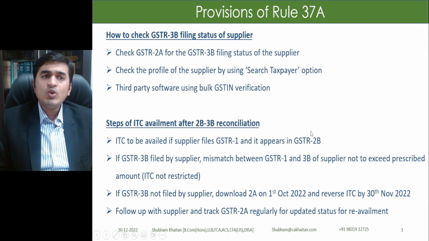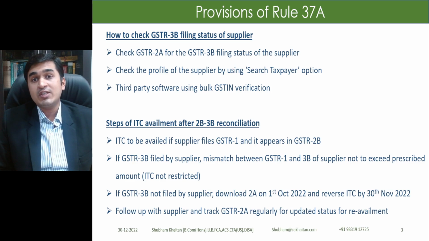Now how does one check the GSTR 3B filing status of the supplier? For this, one can view GSTR 2A. 2B does not contain the filing status of GSTR 3B of the supplier. For that, one needs to look at GSTR 2A, which is a dynamic form. It keeps on getting updated as and when the supplier furnishes his GSTR 3B.